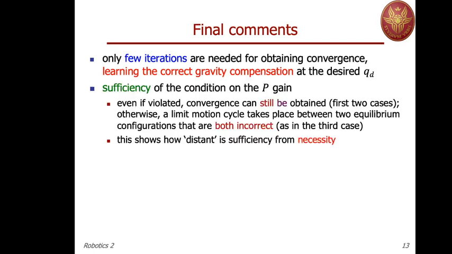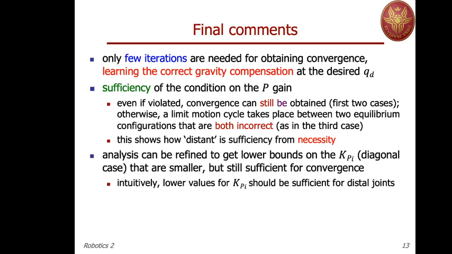So this is a comment that I already made on the sufficiency condition on the proportional gain. And in fact, when you see that violating the sufficient condition you don't get the expected results, this also gives you a measure of distance between the sufficient condition and the necessary ones. Of course, if by chance you find that every time you violate the sufficient condition you fail, then it's very likely that your sufficient conditions are also necessary. But this is not the case.